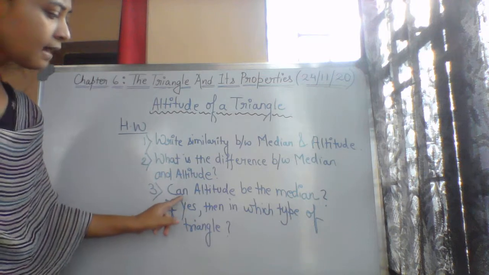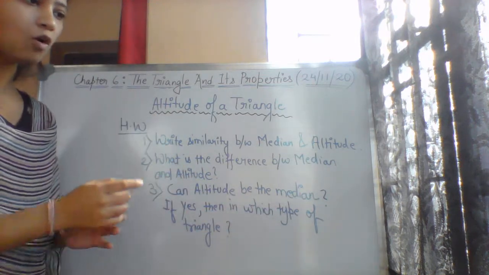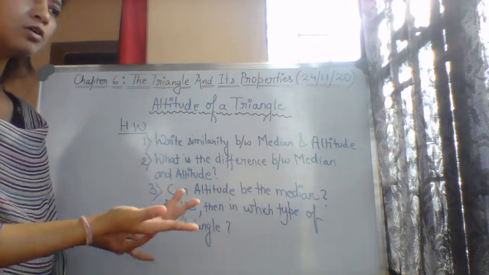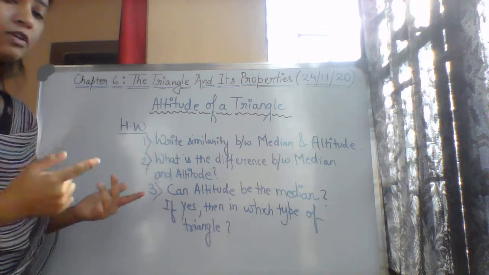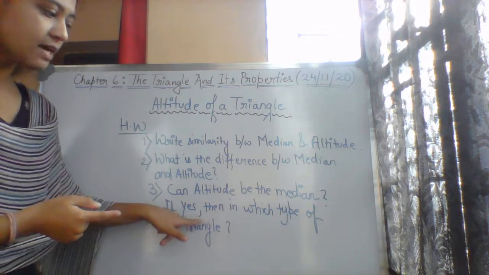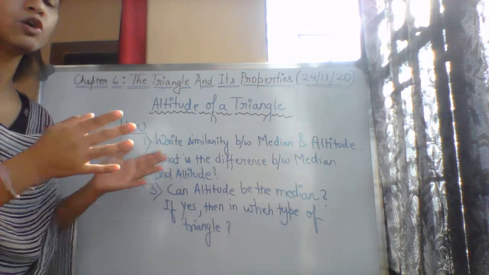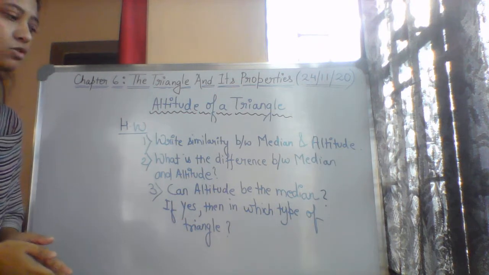Third question, can altitude be the median? In a triangle, can the altitude be the median also? Meaning the same line is the altitude and also the median. Can it happen? If yes, then in which type of triangle will you get that? Median is the altitude only. In which type of triangle? If it is yes. Okay, so do these questions.